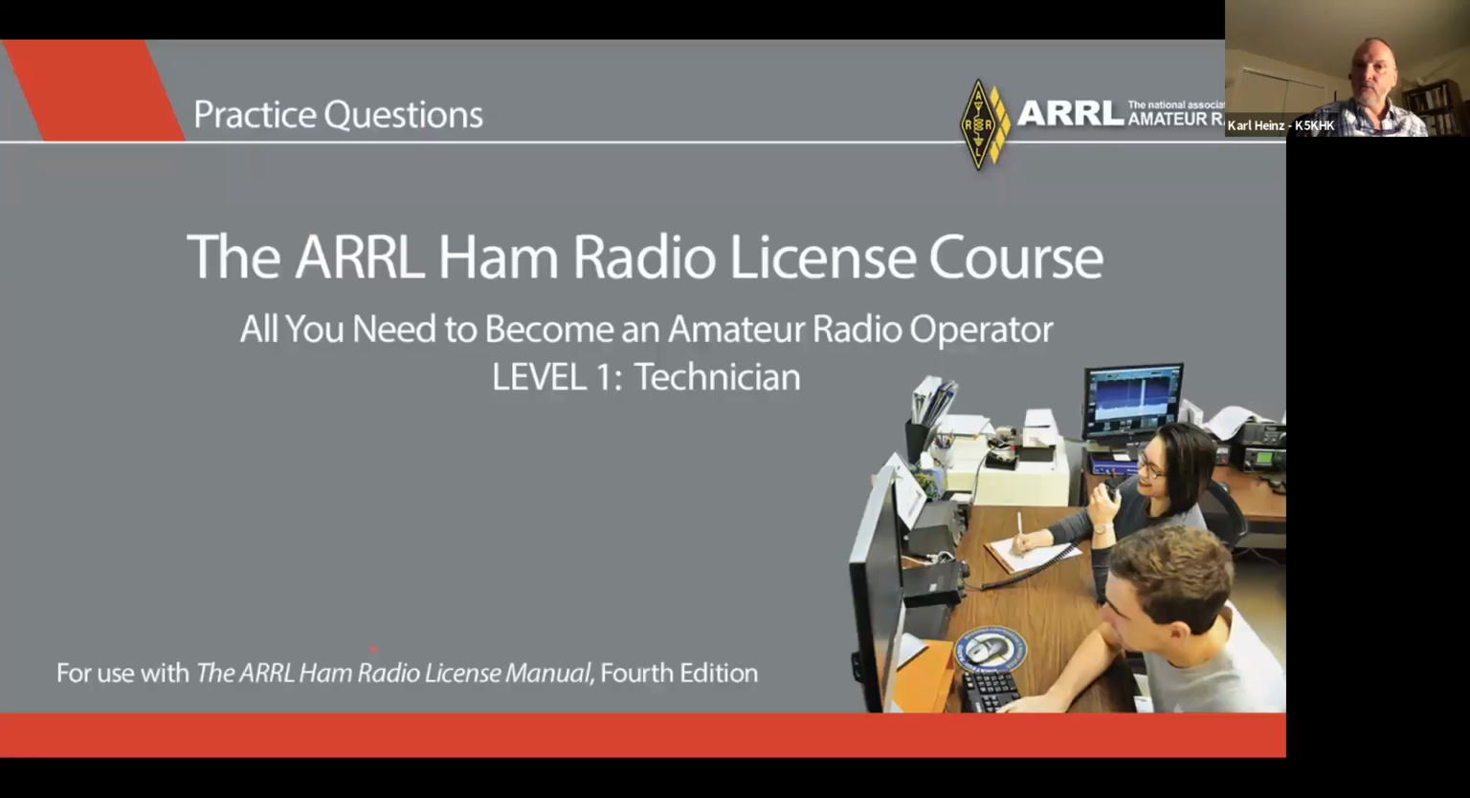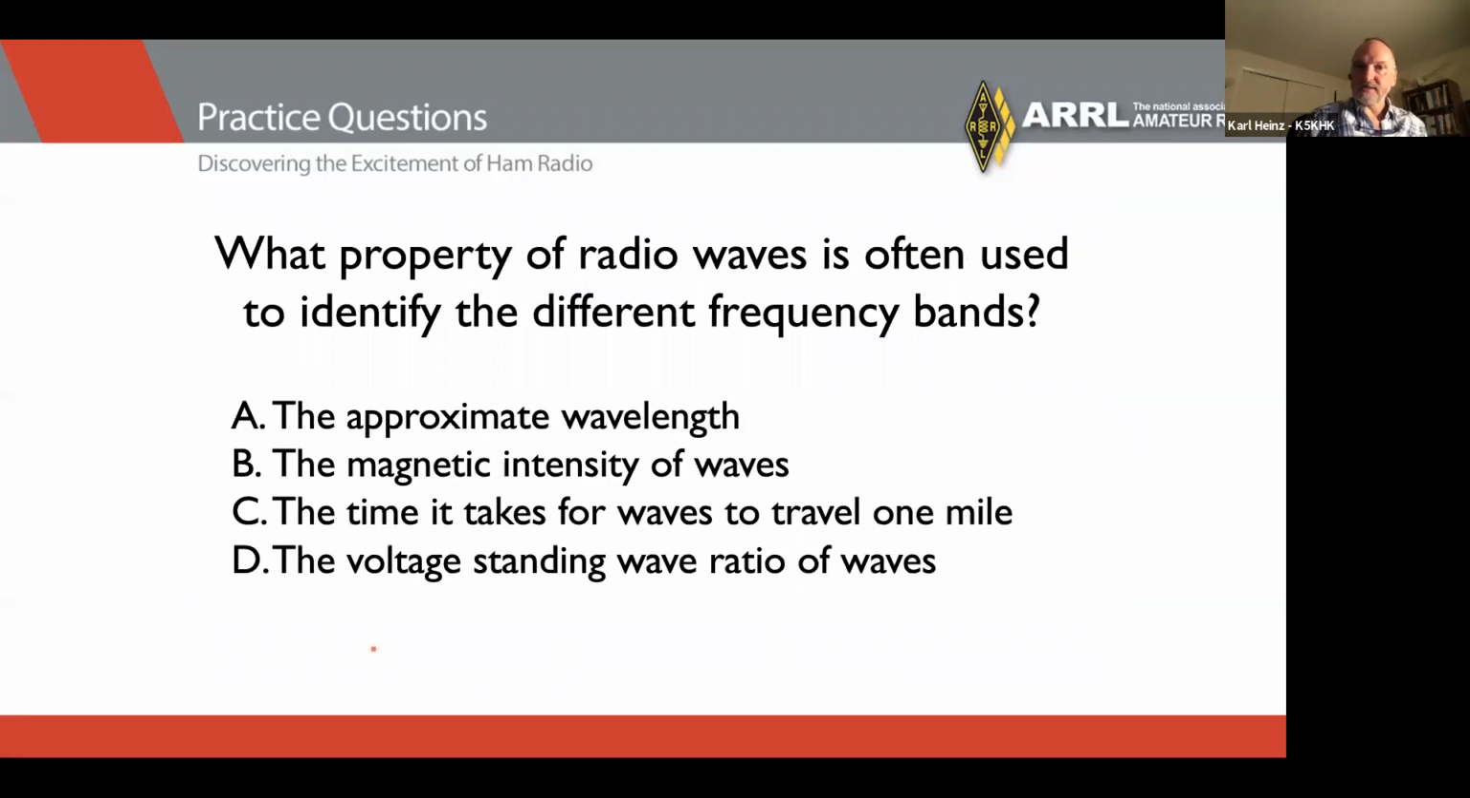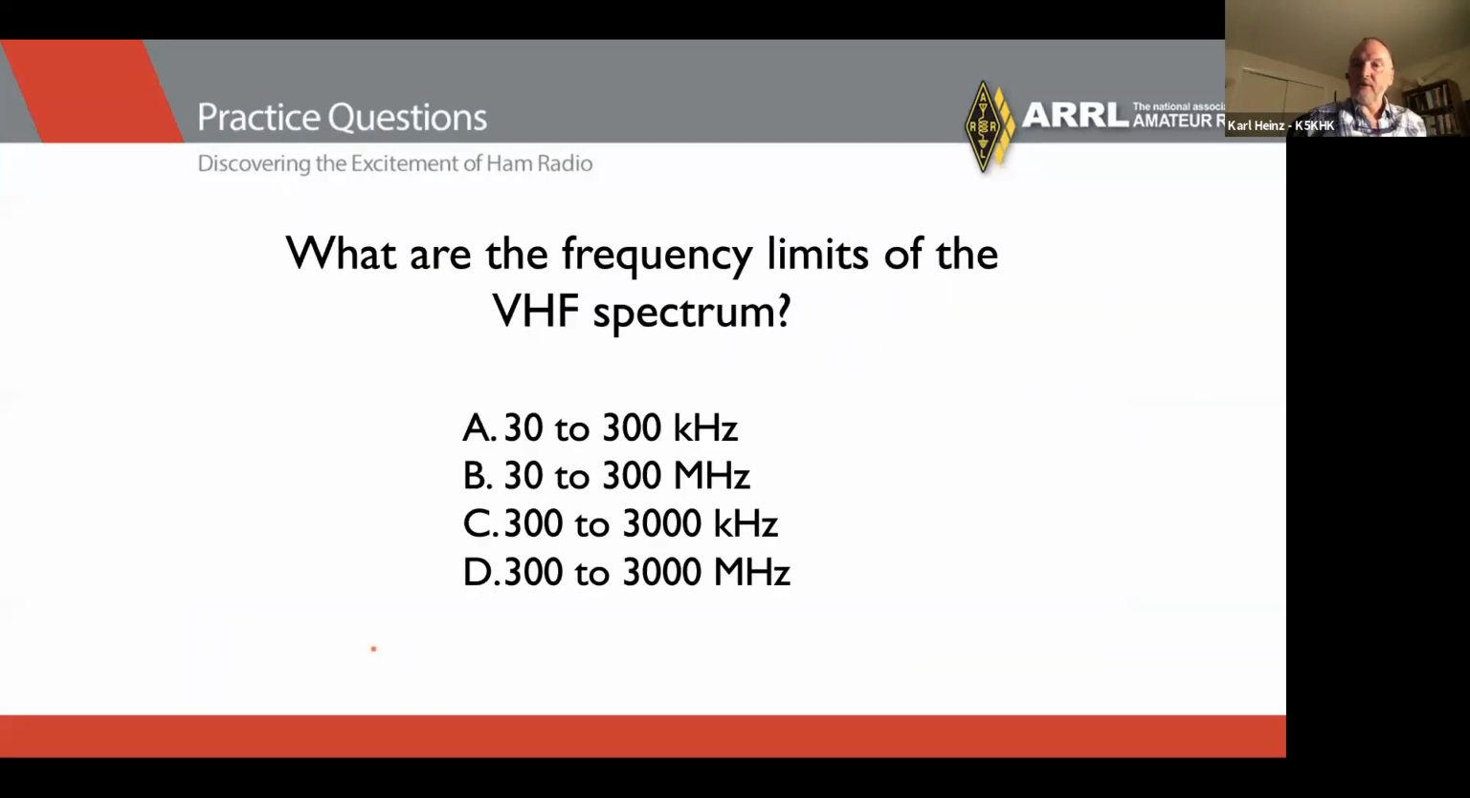So again, the ham radio bands are just smaller frequency allocations within one of those spectrums, the HF, VHF, UHF: high frequency, very high frequency, ultra high frequency. So going back to this question, what are the limits of the very high frequency spectrum? So it would be 30 to 300 megahertz, yes.